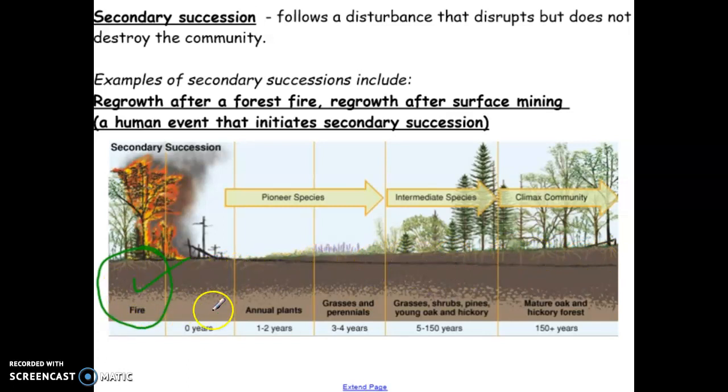You have to imagine if there's only bacteria here or there is no bacteria, it's going to take a long time for the climax community to be done. But because you already have an established soil system with lots of nutrients, this process becomes much quicker. This can be a human event or it can be something natural. Let's say there's a tornado. A tornado goes through a forest and a whole bunch of trees get destroyed. It's not going to take long for that to replenish itself. And by long, it's still going to take many, many years, but it's nowhere near the comparison for how long primary is going to take.